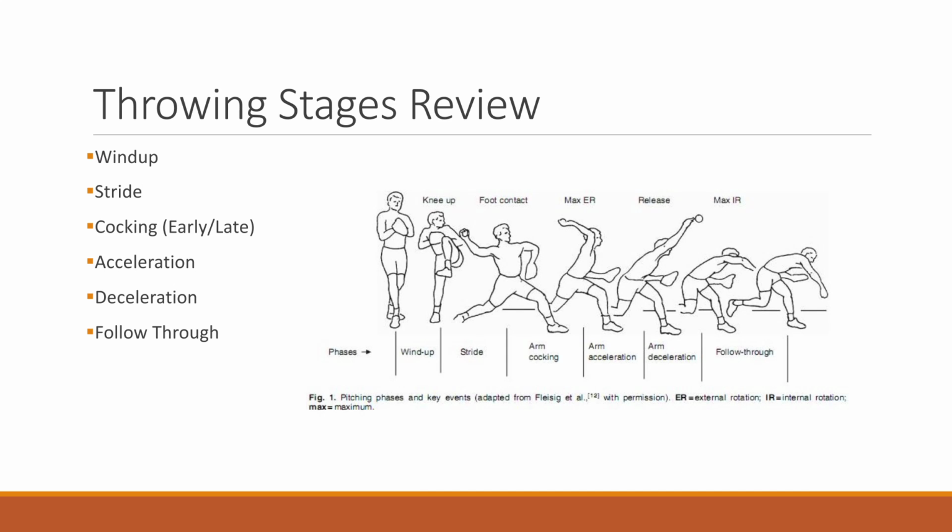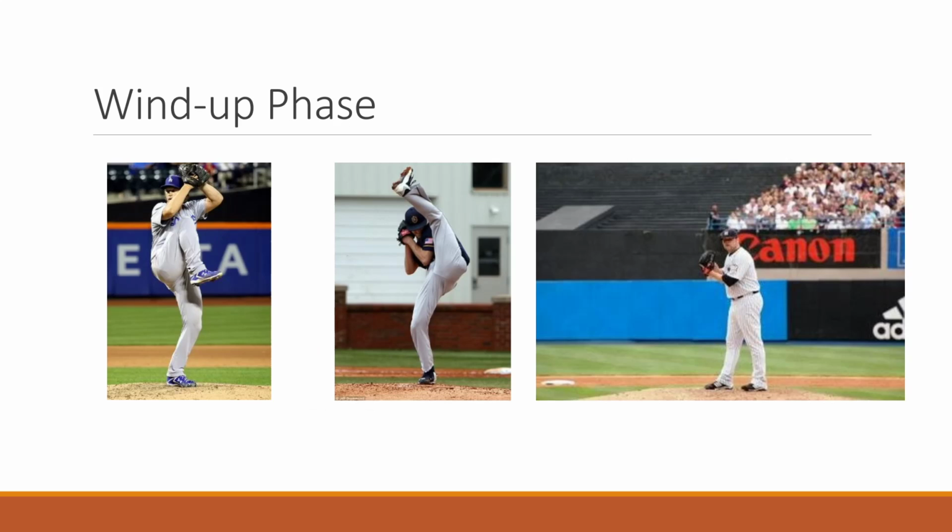So just to review the throwing stages, there are 6 of them. The first is the windup, the second is the stride phase, the third is cocking. You have early and late cocking. And then the acceleration phase, arm deceleration phase, and then the follow-through phase. So these are some pictures of the windup phase.